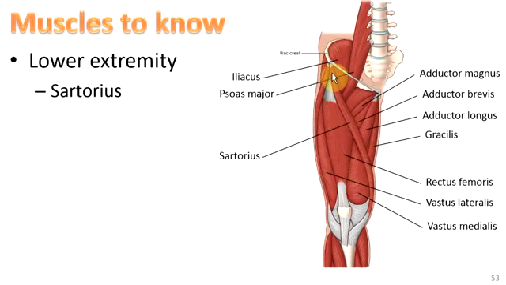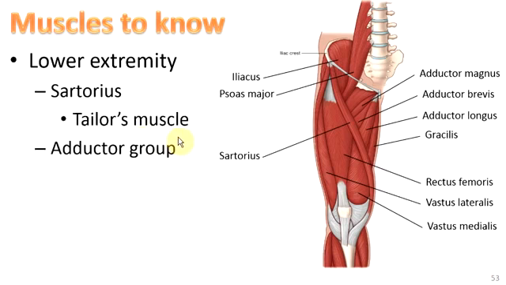Okay, so where that muscle goes, it originates on the ASIS, anterior superior iliac spine of the ilium right here, and it inserts on the medial part of the tibia right below the knee. That's something called the pes anserine. As I said, the tailor's muscle. Okay, the adductor group.